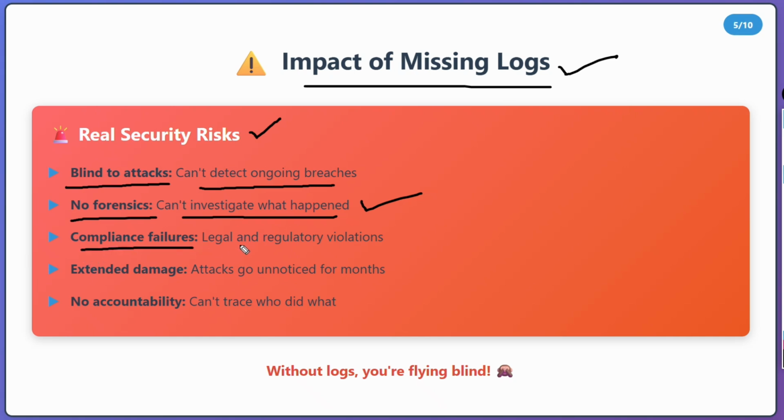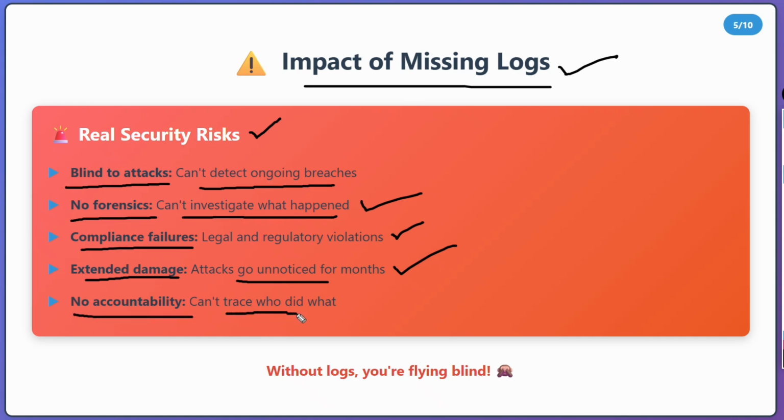The third point is compliance failures, meaning legal and regulatory violations. Many regulations require audit trails. Missing logs can lead to compliance violations, fines, and legal penalties. The fourth point is extended damage. That means attacks can go unnoticed for months. We might not even know that a particular attack happened in the past. And the final point is no accountability.